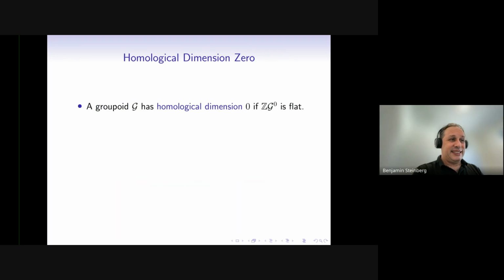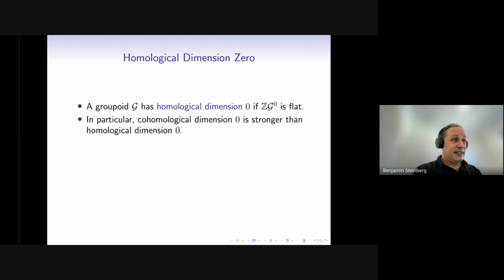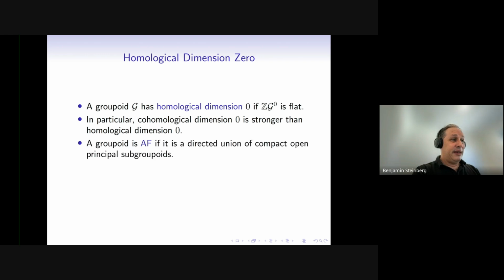Let me just point out, this is kind of a side result that I still haven't put on arXiv yet because I'm trying to make it nicer. A groupoid has homological dimension 0 when ZG0 is flat. In particular, cohomological dimension 0 is stronger than homological dimension 0, so sometimes our groupoids do have cohomological dimension 0. And the groupoid is called AF, or almost finite, if it's a directed union of compact open principal subgroupoids. Principal means all the isotropy is trivial, so there's at most one arrow between any two elements, so it's like an equivalence relation groupoid.